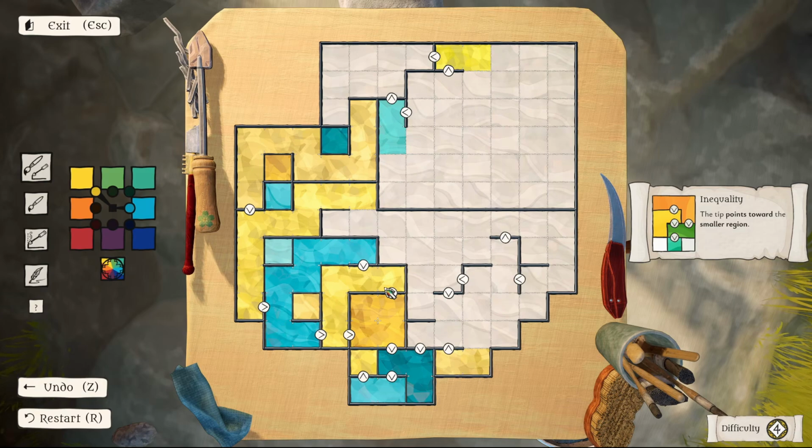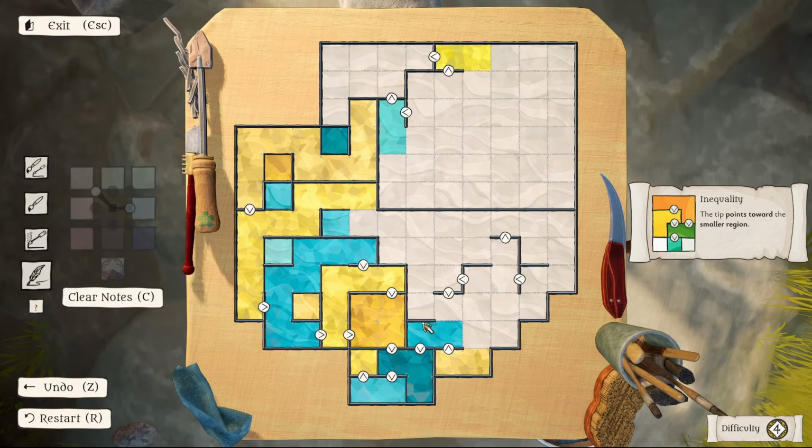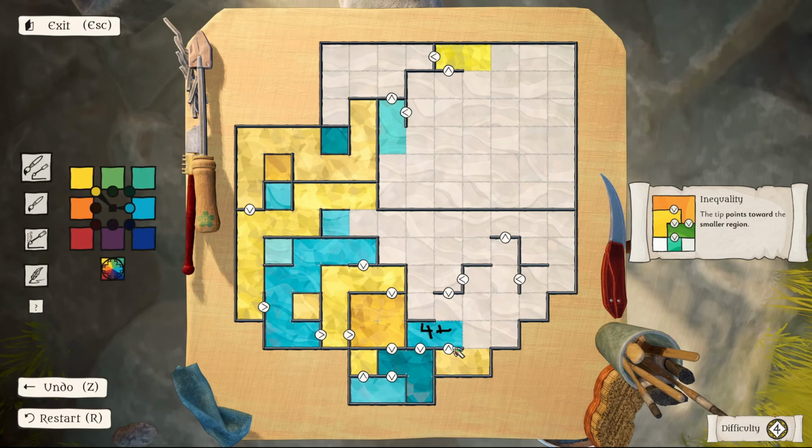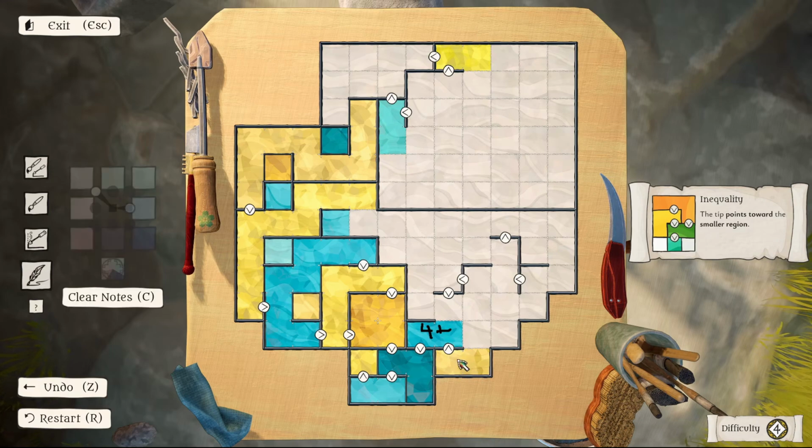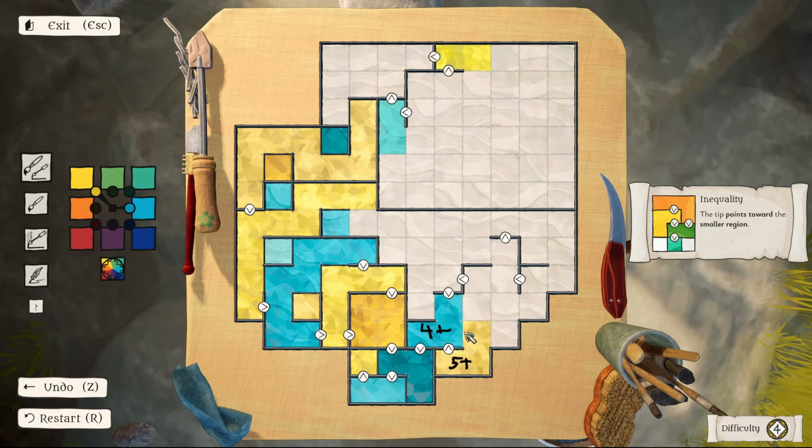I think I can wipe all of those. So that's different. I don't know what we're going to do here yet. This one could continue. So this has got to be at least 4. But less than whatever's here. So that means this is at least 5. So it's got to do that.